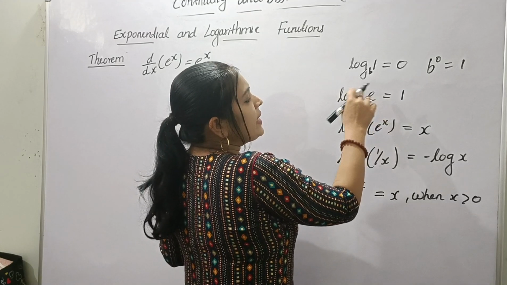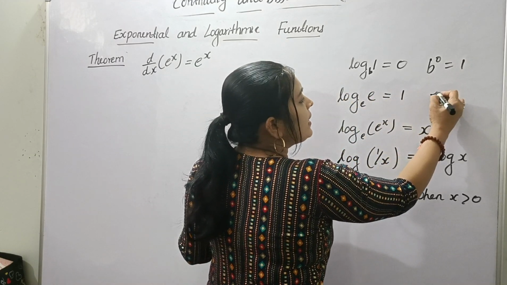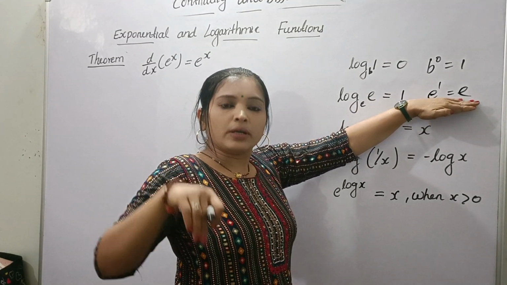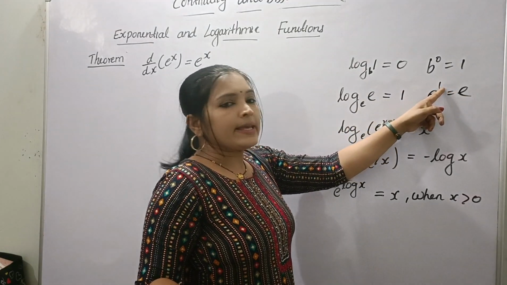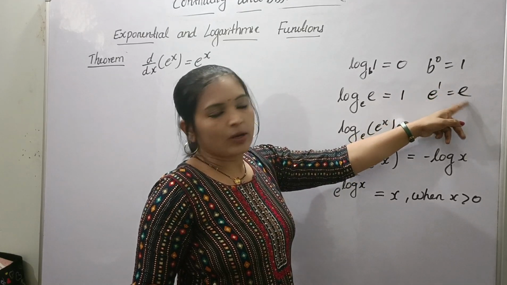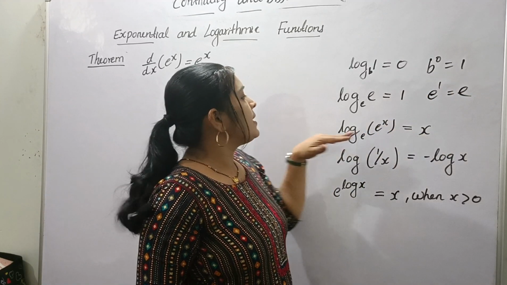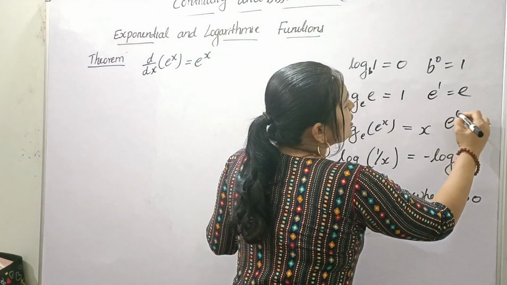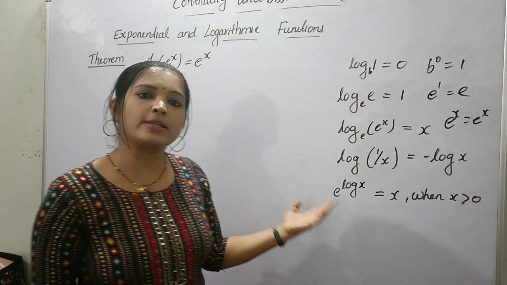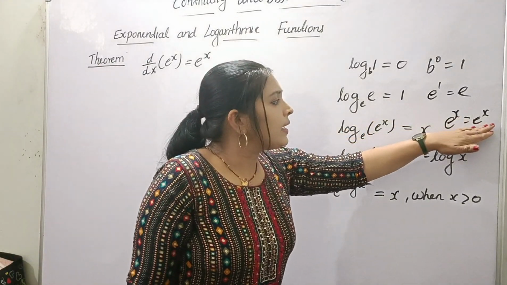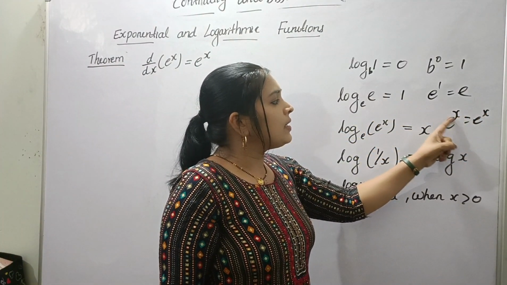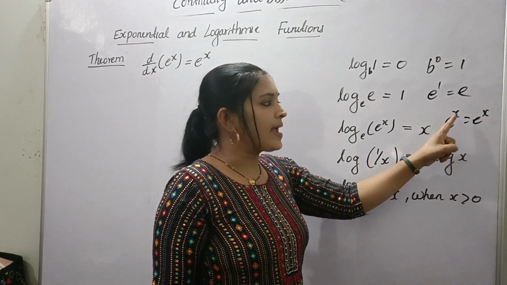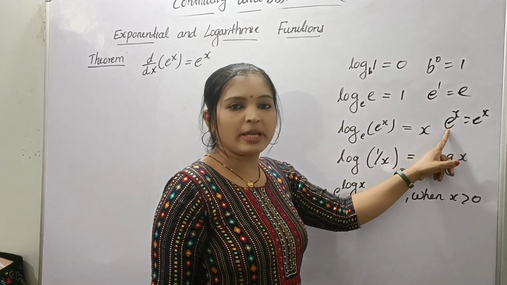Next, log e to the base e is equal to 1. Here e raised to 1 is equal to e, right? See how to write this in logarithmic form: 1 is equal to log e to the base e. So next is log e raised to x to the base e is equal to x. That is, e raised to x is equal to e raised to x itself, right? So here we can write x is equal to log e raised to x to the base e, right?